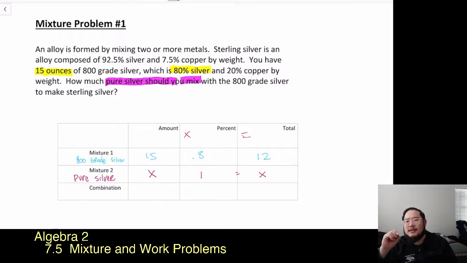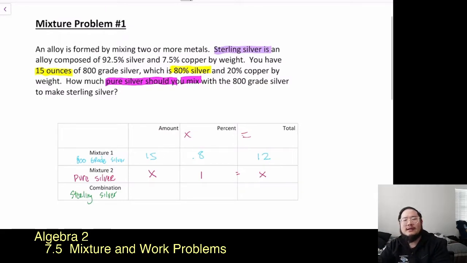So now we go to the last piece, our combination. The combination of the two, what does it comprise of? We're trying to get at sterling silver, and I just went ahead and highlighted that right now. So the combination of 800 grade plus pure silver is for us to get our sterling silver. And what are we trying to do right here? Our amount. Well, how much sterling silver do we have? I don't know. But what I do know is this. If I take the amount of 800 grade silver, which is 15, and I add the amount of pure silver, which is X, that will get me this amount of sterling silver that I need.